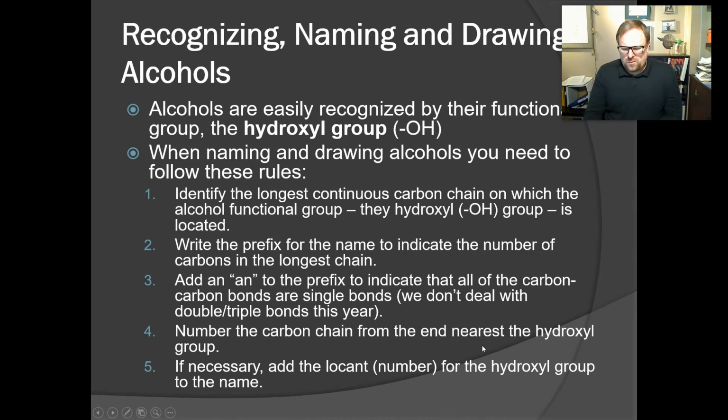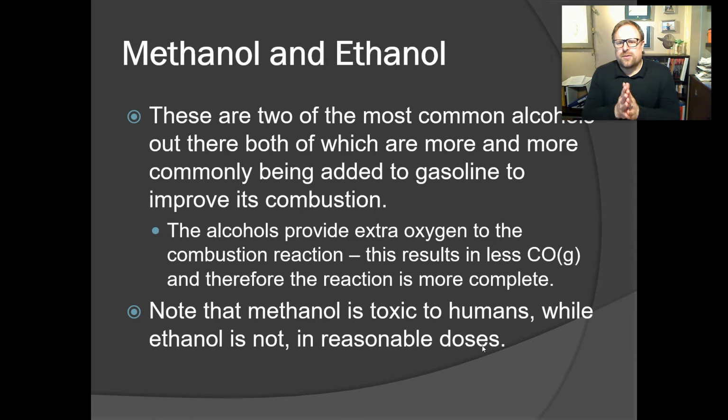So first off, I want to talk just really quickly about methanol and ethanol. These are our two most common alcohols that we have in the world, and you've probably come into contact with ethanol at some point, maybe methanol depending on what you've done on the farm or elsewhere in your lives. But they're both more and more being used in gasoline to improve combustion in gasoline. What they do is they add just a little bit extra oxygen to the reaction when they break down, which means that we're going to produce less carbon monoxide, which means that there's less chance of an incomplete combustion reaction and more chance of a complete combustion reaction.